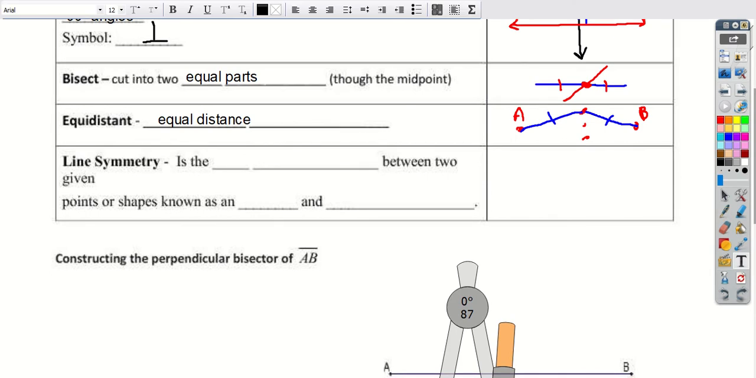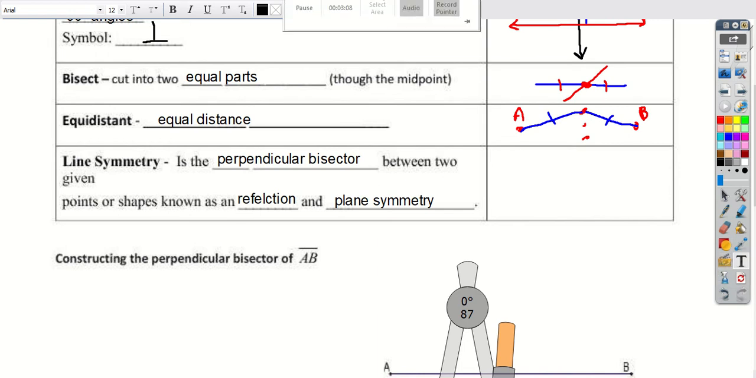Line symmetry is the perpendicular bisector between two given shapes. You might refer to this as reflectional symmetry, like a reflection, okay? And there's also plane symmetry, where you're cutting it on a plane. But usually it's like a mirror, we're just cutting it down. It's the perpendicular bisector between two points. So that is normally what we're talking about here.